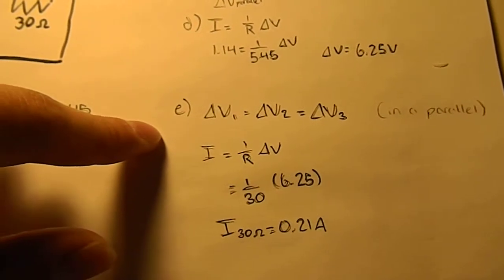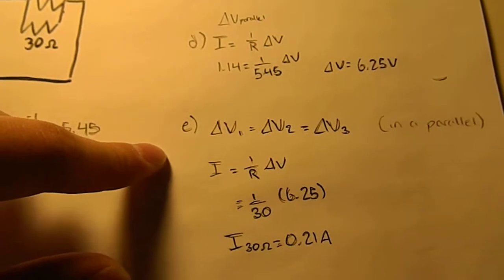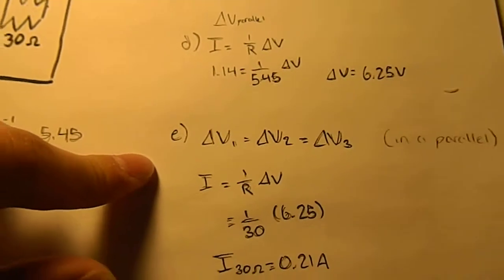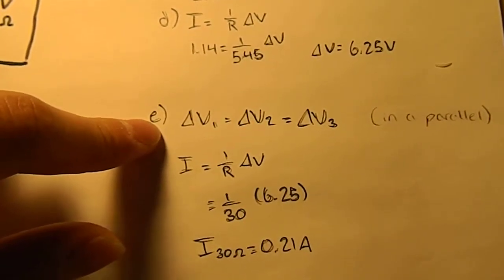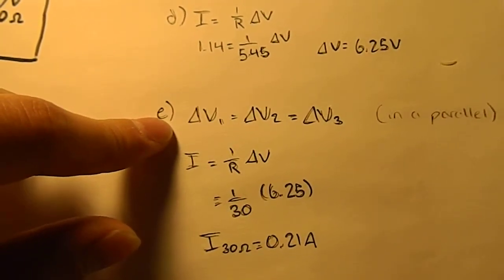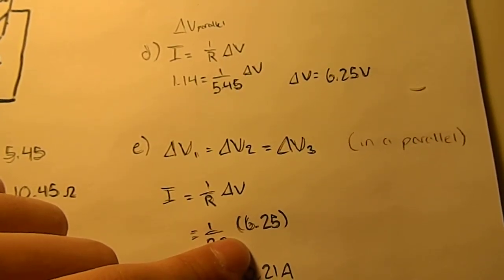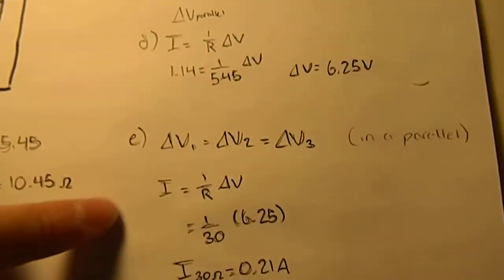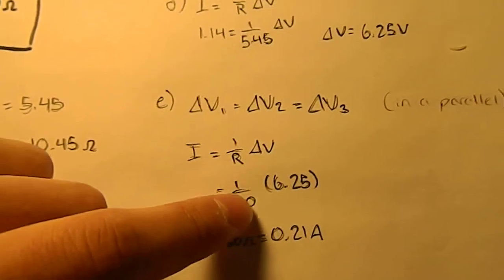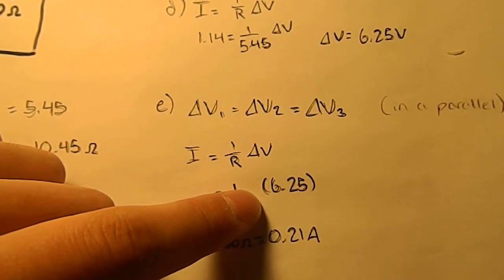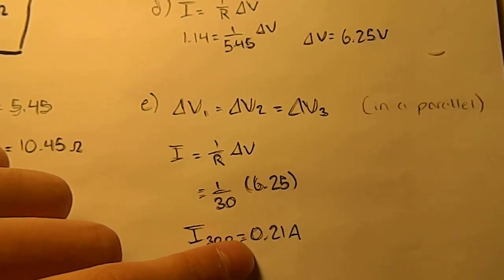Lastly, in part E, you try to find the current at 30 ohms. You know that in a parallel circuit, the change in V's are all equal, so you can use 6.25 as your change in volts, as solved in the previous problem. You use the equation, plug in 30 as your resistance and 6.25 as your change in V, and your current at 30 ohms finally gives you 0.21 amps.